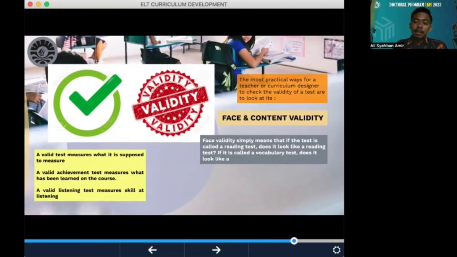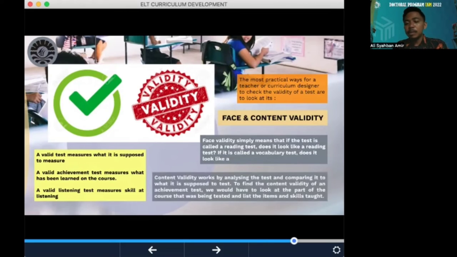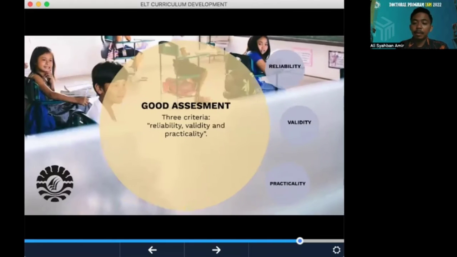About content validity, it works by analyzing the test and comparing it to what it is supposed to test. To find the content validity of an assessment test, we will have to look at the part of the course that was being tested and list the items and skills that have been taught. That is about validity. And the next is practicality.